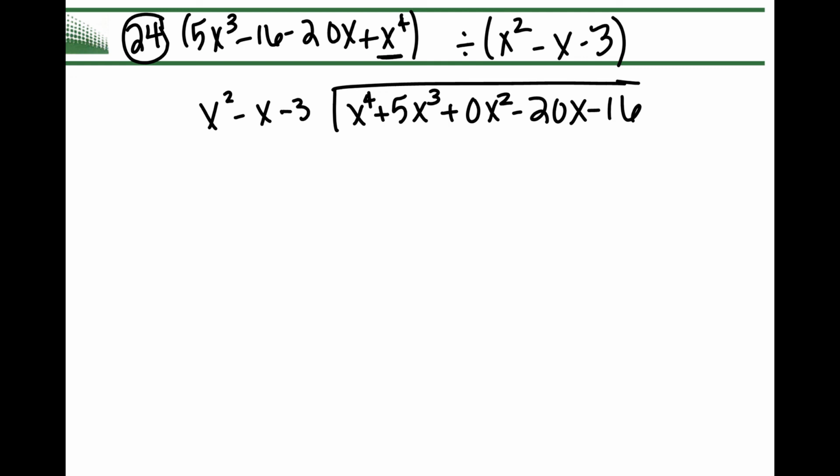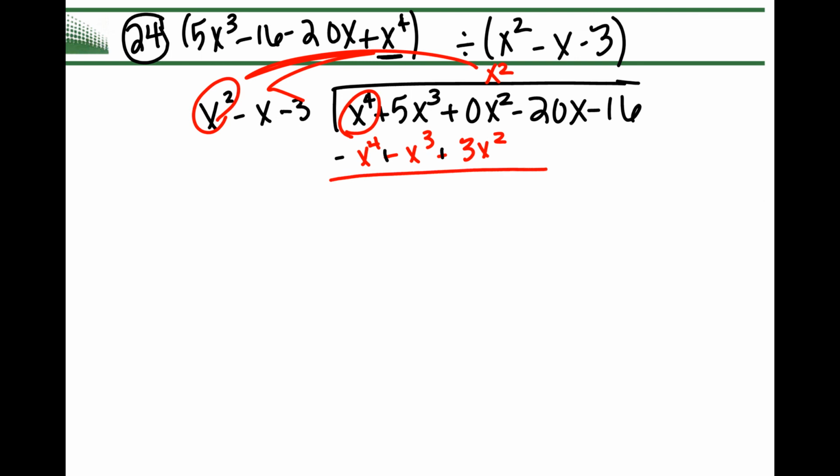Now then, as I go through this and work this, remember, we're going to look at our front terms. X squared and x to the 4th. X squared times what would give me x to the 4th, and that's an x squared. So now multiply this throughout what you're dividing it by. So that gives me x to the 4th minus x cubed minus 3x squared. Go through here, change all your signs, and then put those together.